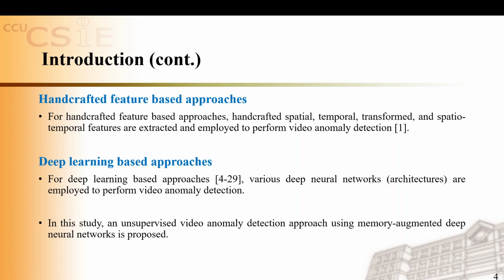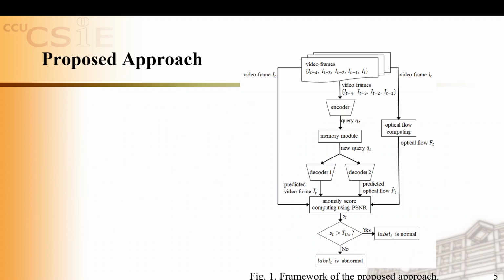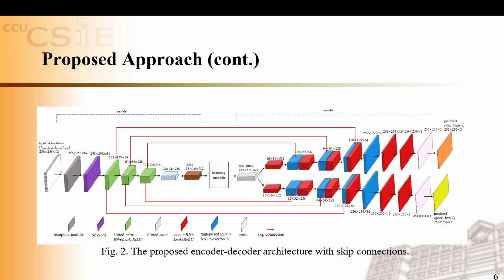In this study, an unsupervised video anomaly detection approach using memory-augmented deep neural net is proposed. Figure 1 shows the framework of the proposed approach. Figure 2 shows the proposed encoder-decoder architecture with skip connections. The first part is the encoder, the latter part is the decoder.